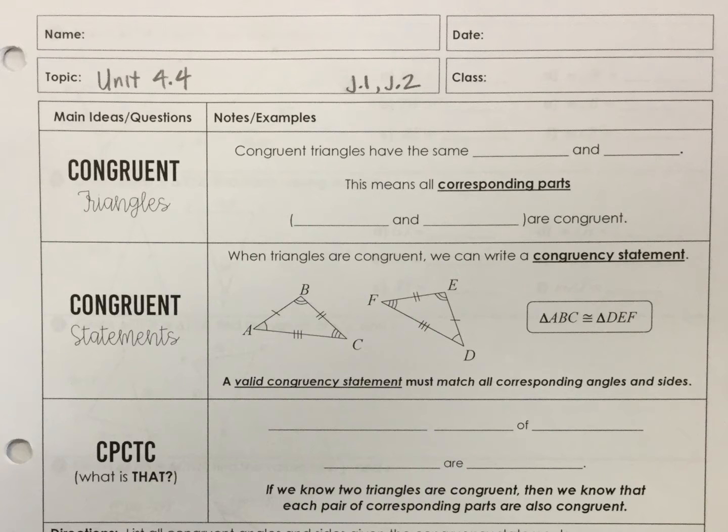All right, these are notes. We're going to talk about congruent triangles. We know that congruent means pretty much equal. So congruent triangles have the same shape and the same size. That's what makes them congruent. So if it has the same size and the same shape, it means that all its angles and all its sides are congruent.